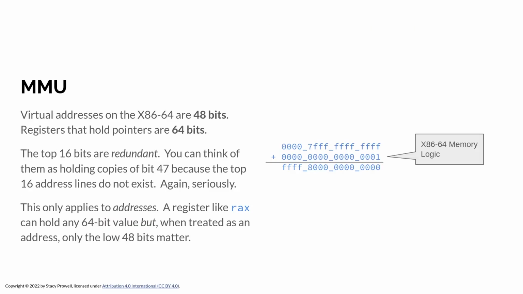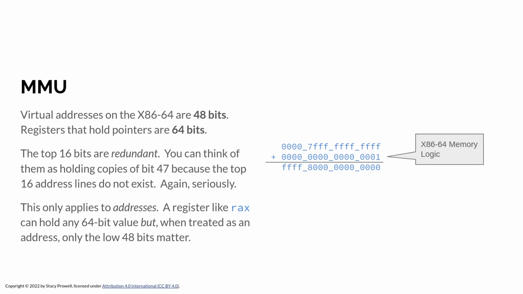Virtual addresses on the x86-64 are 48 bits, and registers, little pointers, are 64 bits. What happened to the top 16 bits? Well, they're redundant. They hold copies of bit 47.